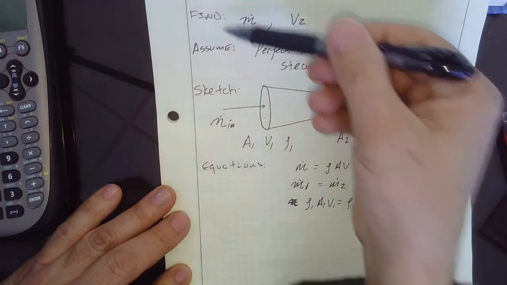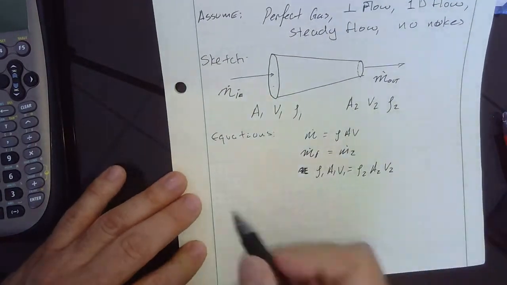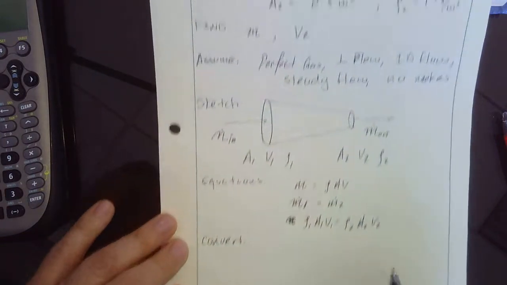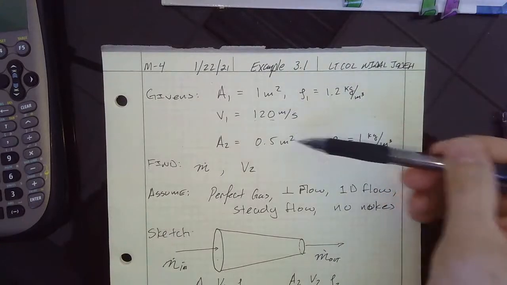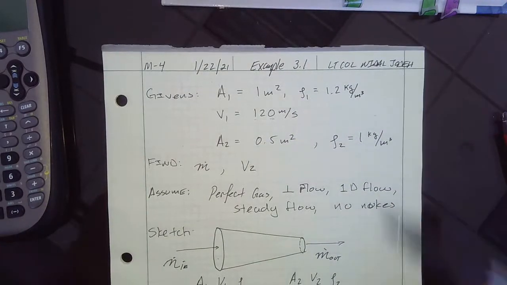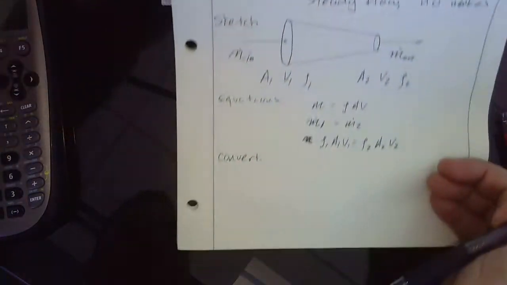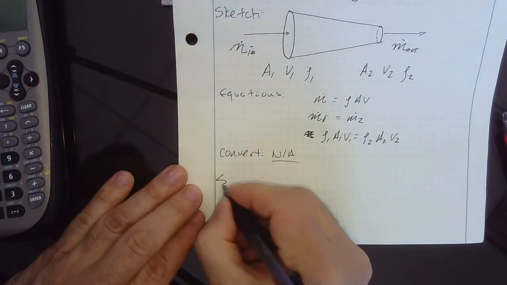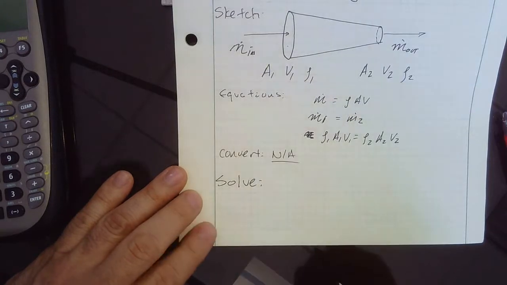Let's see. Given, find, assume, sketch, equations. Convert. Is there anything to convert? Well, all my units are relatively, yep, they are all consistent. So I'm going to NA this step, NA. And then the next step is solve. What does it mean to solve?